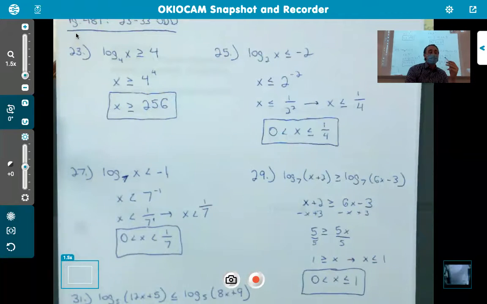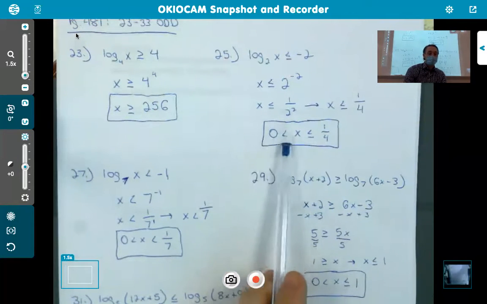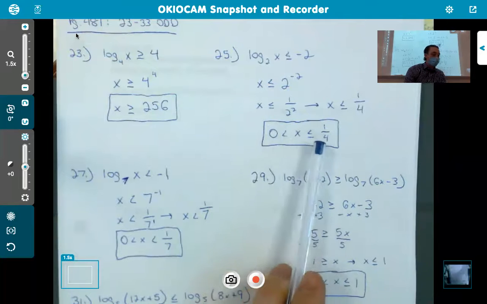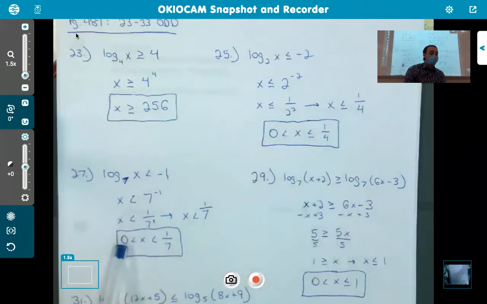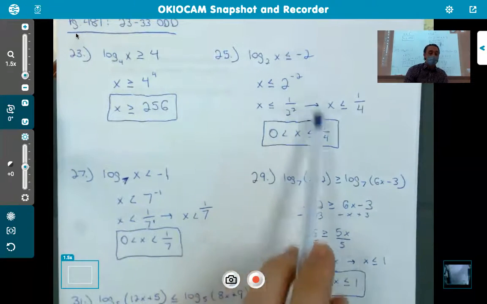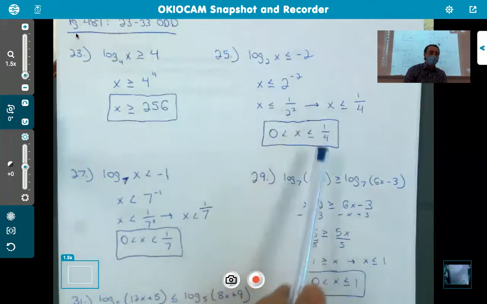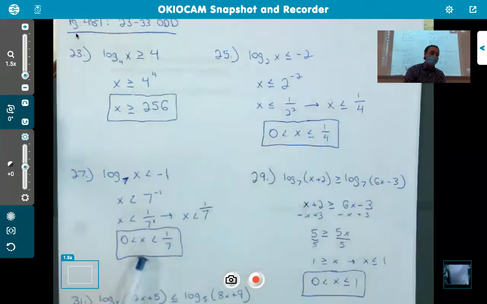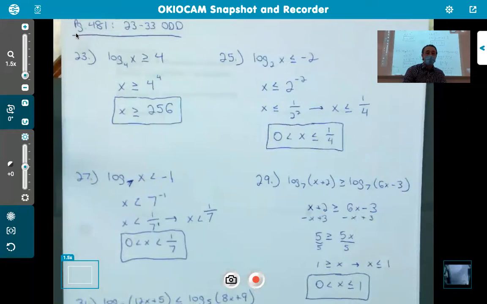In problems like 25 and 27, remember we talked about yesterday, anytime that we have a less than sign, whether it's less than or equal to, we need to include that 0 is less than whatever my inequality is, all right? And like we talked about yesterday in class too, if it's less than or equal to, that sign stays here, but this is always less than. If they're both less than, well, then we don't have to worry about anything, okay? So those are the answers for 23, 25, and 27. Does anybody have any questions about those three examples?